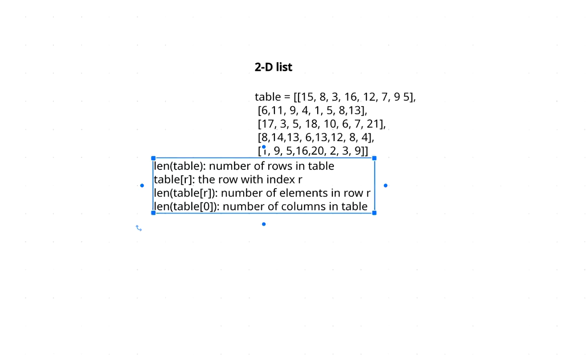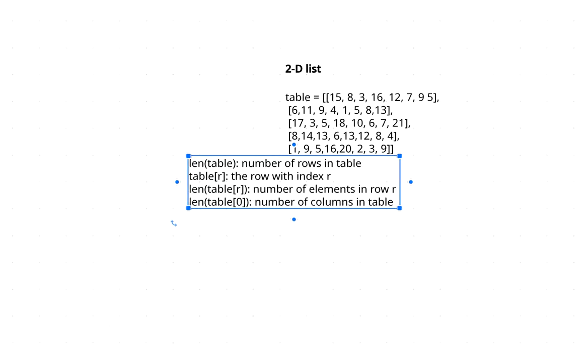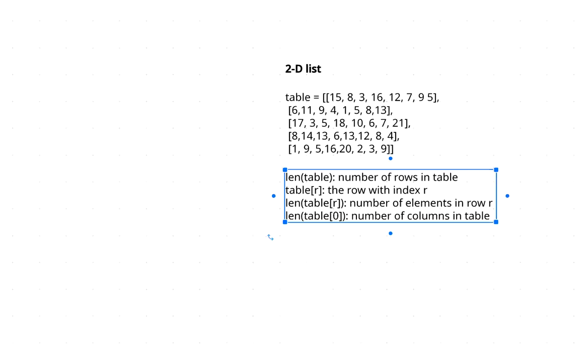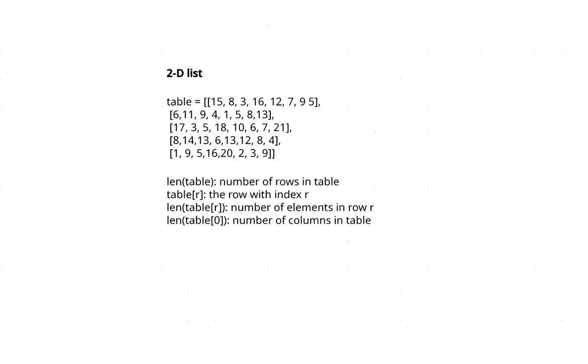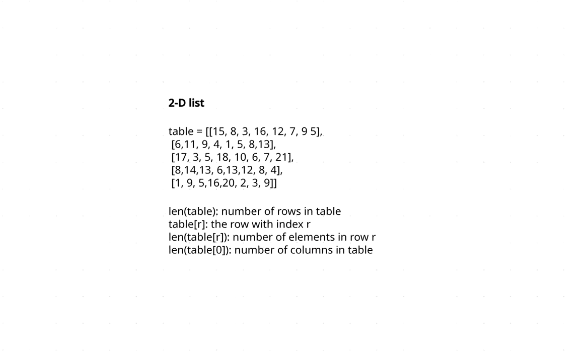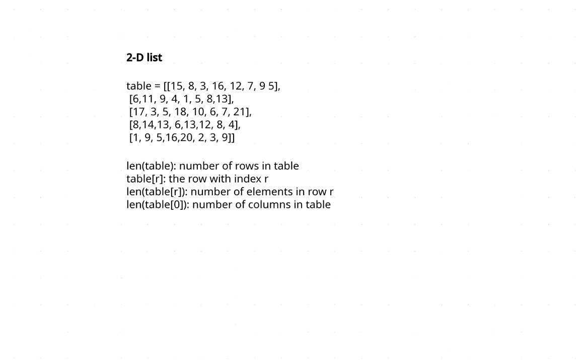And for 2D lists, there are some very important natures that you have to remember and know very clearly. And here they are. Let's start with length table. Length table is basically asking how many elements there are inside the big variable table. In this case, that is the number of elements in the list, which is the number of sublists we have. So it indicates the number of rows in the table.